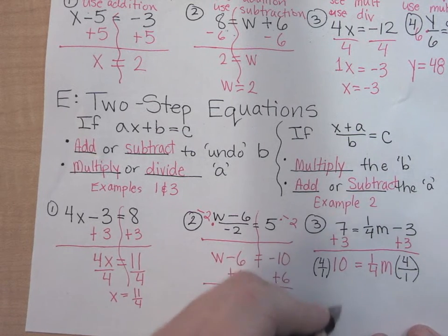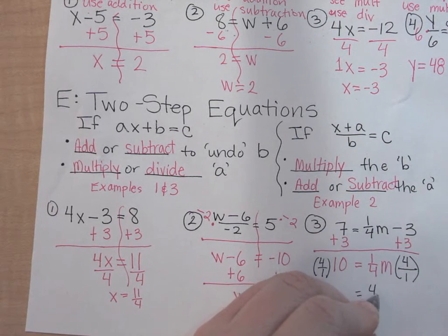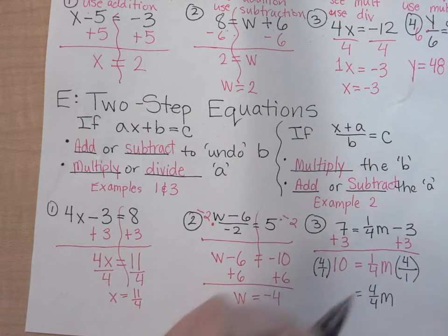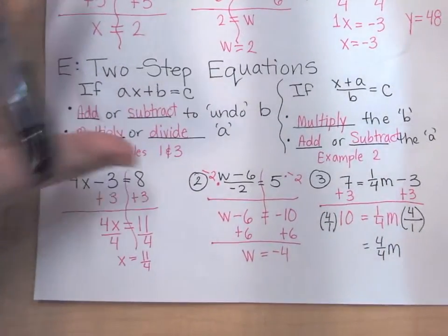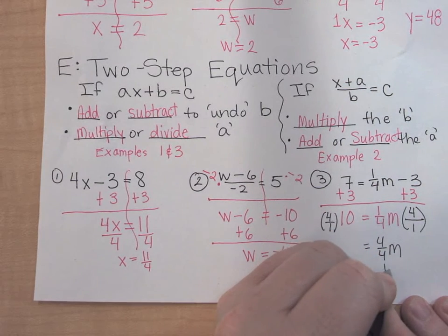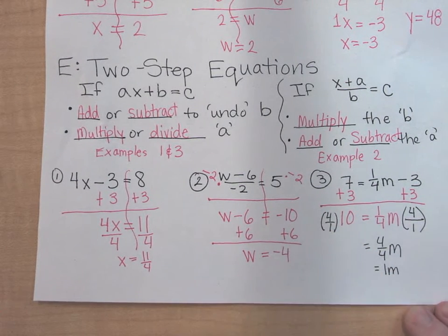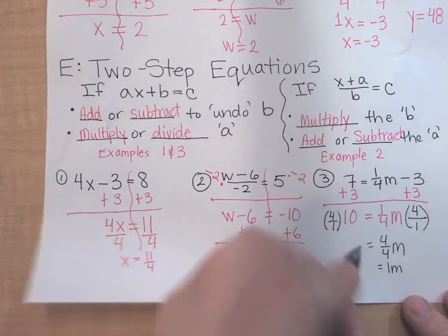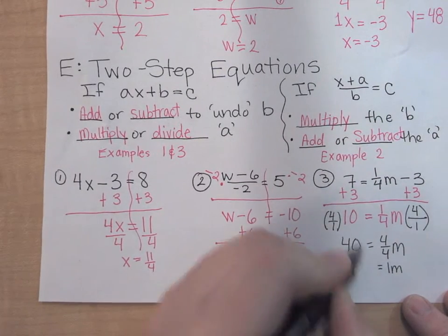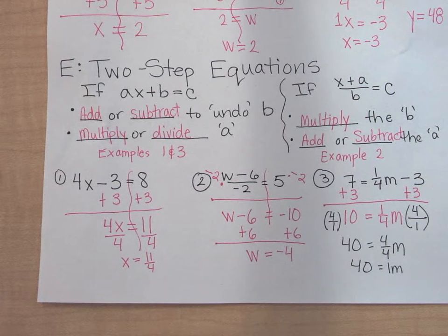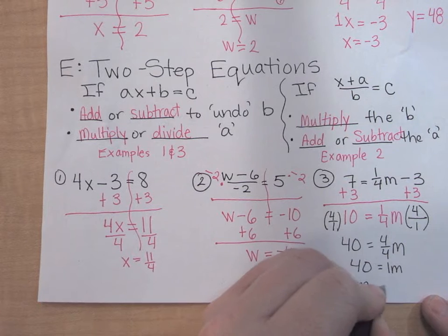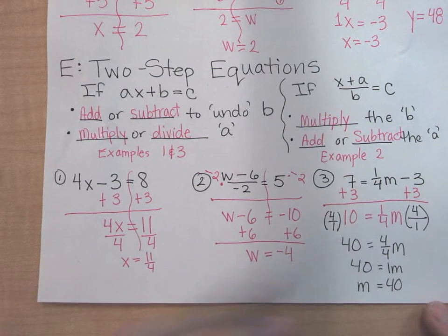So this is equal to 4/4m. But what's 4/4? It's just 1. So I've eliminated that fraction, which is what I wanted to do. And then 4 times 10 over here is just 40. Now again, if you want to rewrite it so your variable is on the left, you can. So then we just get that m is equal to 40.